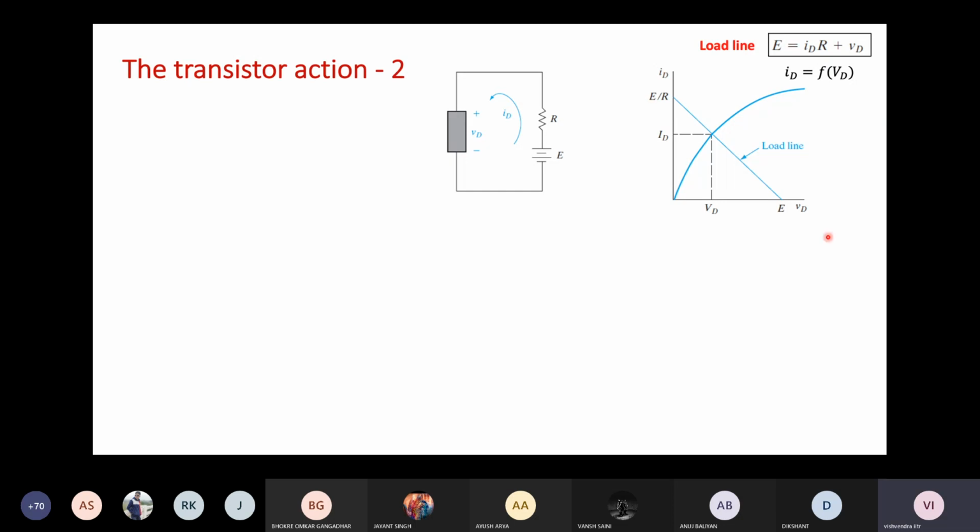If we plot ID versus VD, with ID on the y-axis and VD on the x-axis, and plot this first equation, then you would see that the intercept on the y-axis will be E by R and the gradient of the line will be minus 1 by R. So this will be the line that satisfies this KVL equation.